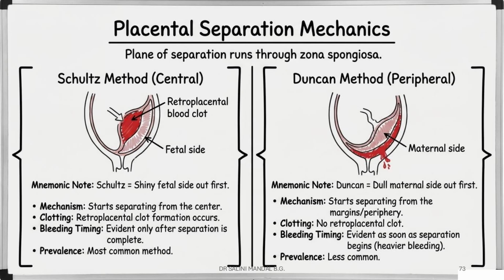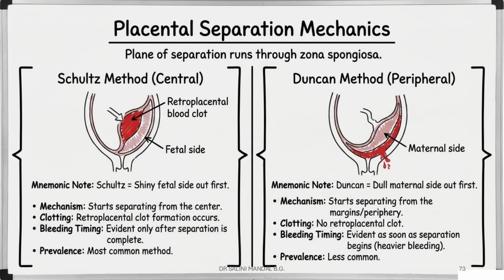Next is the type of placental separation. We have two kinds of placental separation. One is a peripheral one and the other one is a central one. The peripheral one is known as the Duncan method. The central one is known as the Schultze method. Okay, shiny Schultze, remember, S for S. Shiny Schultze. So the shiny fetal side comes out first. Okay, the shiny fetal side which is going to come out first, that is called the central method.